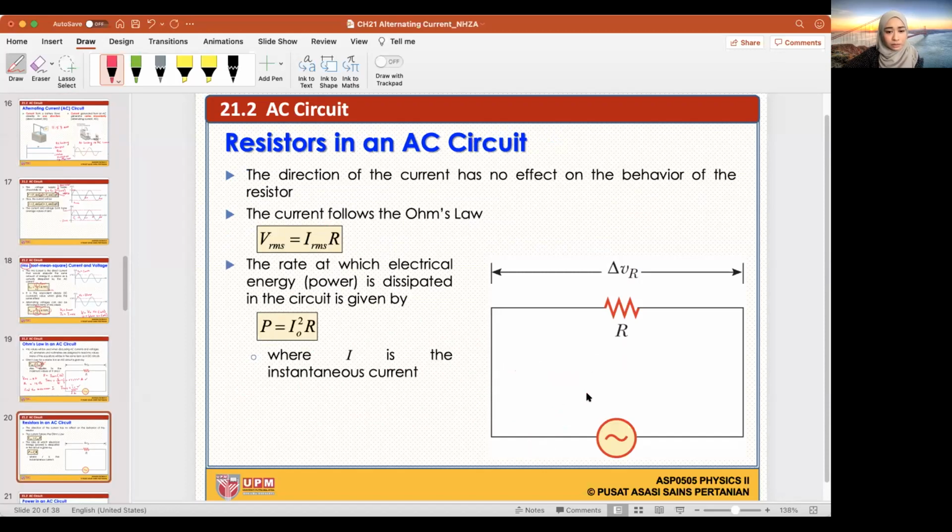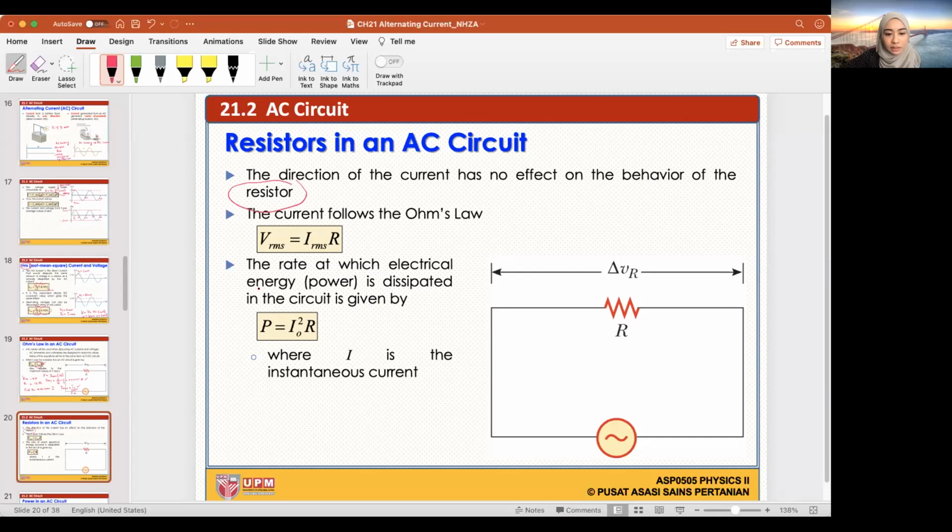Okay, and then the rate, the direction of current has no effect on the behavior of the resistor. So the resistor is not affected by AC. Dia DC ke AC circuit ke, resistor tak ada effect. Dia tak ada effect lah. So the current follows Ohm's law.